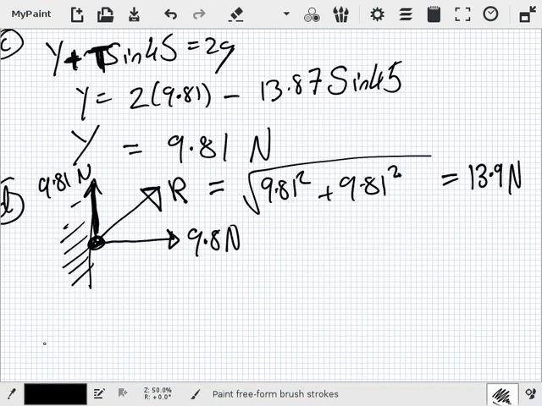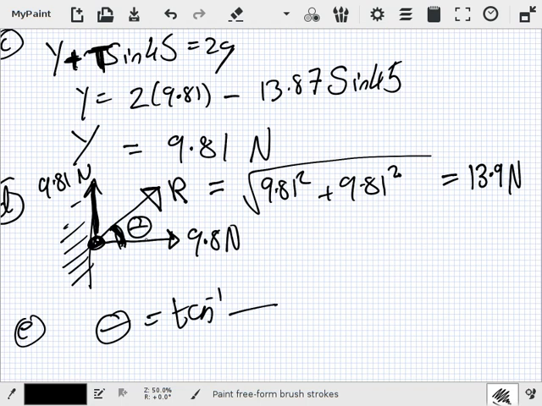And lastly, E, I'm sure I probably asked for what is this angle. So how can I get this theta here? Tan inverse what over what? For this angle here. Yeah. Yep. And what numbers would that be in this picture here? What numbers do I put into my fraction? 9.81. Yeah.